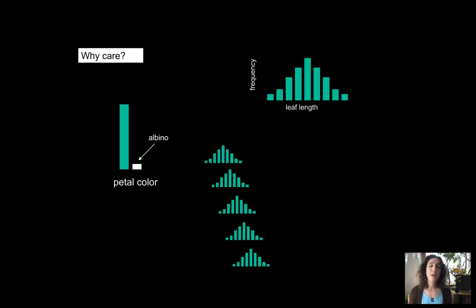Okay, why are we talking so much about variation? Well, variation is the raw material that natural selection can work on. It's the basis of evolutionary change. It is responsible for creating change over time.